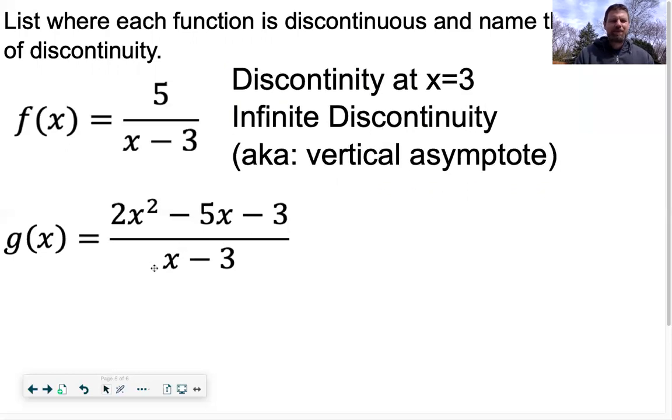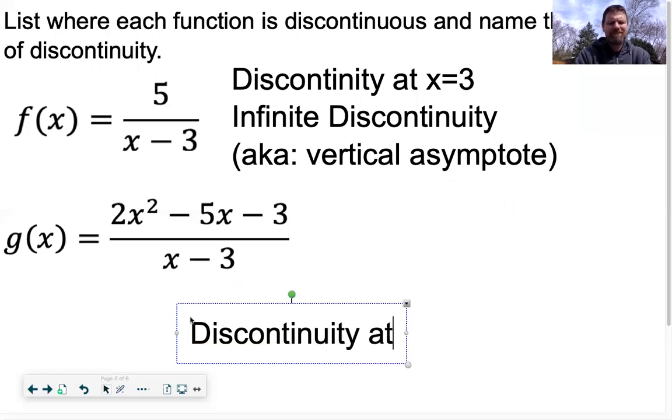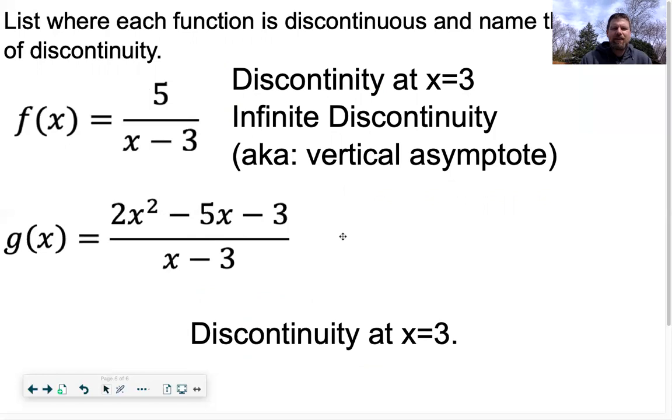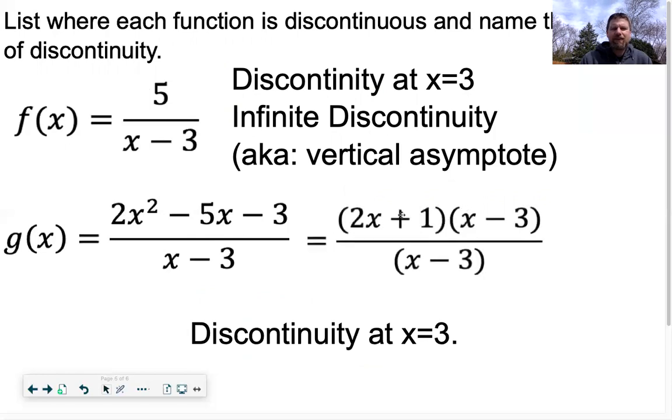Second problem here. Same thing, I've got a problem when I plug 3 in as well. I'm dividing by 0 and that's a problem. So I know right away I've got a discontinuity at x equals 3. It would be really tempting to say it's also a vertical asymptote, same as the problem here. However, I want to be careful about that top. If you factor that, it'll end up factoring into this. And the reason that's important is take a look at those x minus 3s.